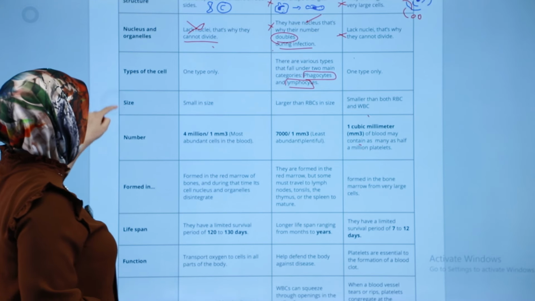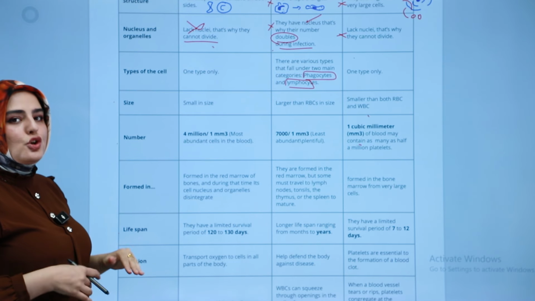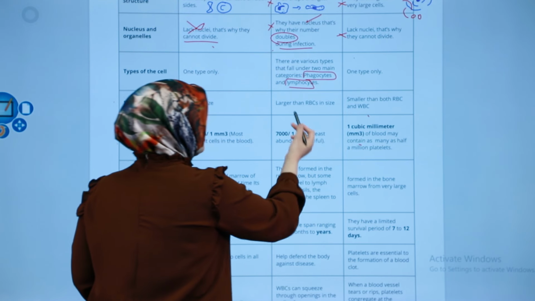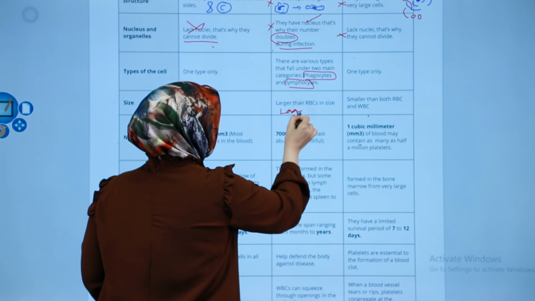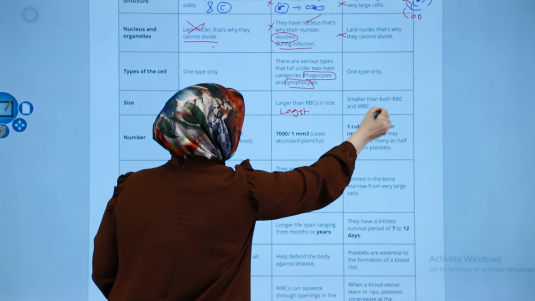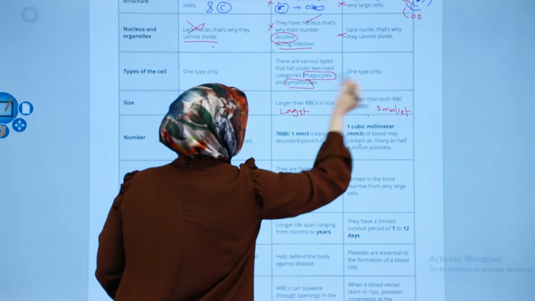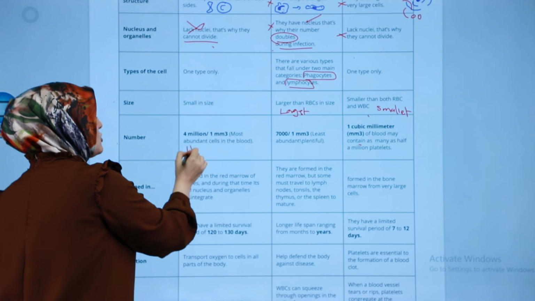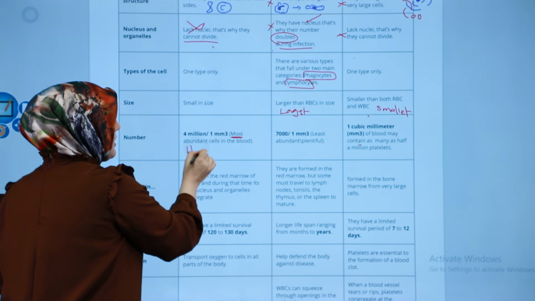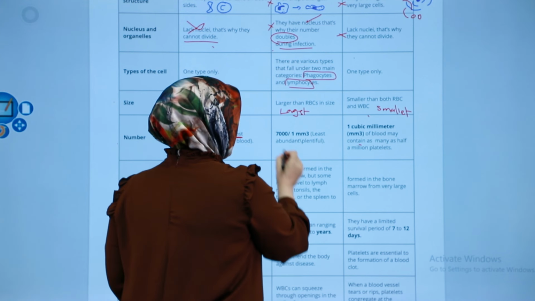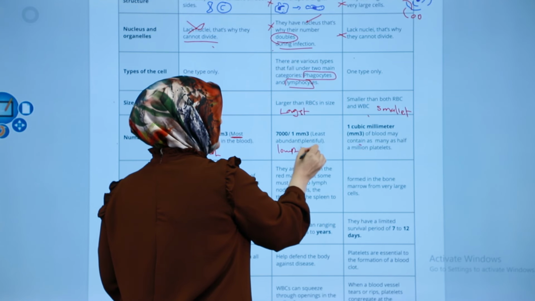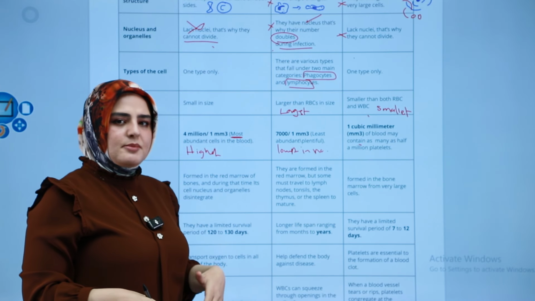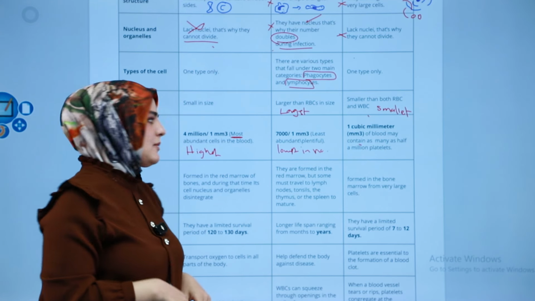See, here there is size, number, and lifespan, and we need to know which one is the biggest, which is the smallest, and which one lies between them. The largest one is the white blood cells, and the smallest one is the platelets. However, according to the number, the red blood cells are highest, or most abundant. It's written here, highest in number. And at the same time, the white blood cells are lowest in number. Platelets are about 500,000 per cubic millimeter, in the middle compared to both of them.